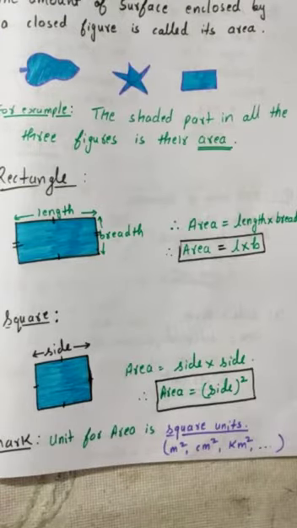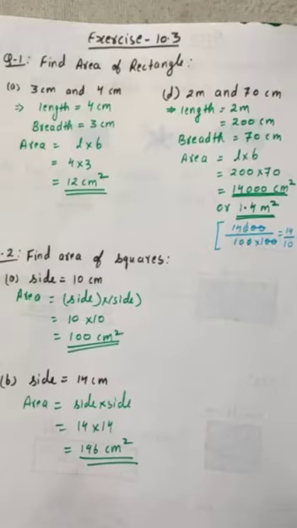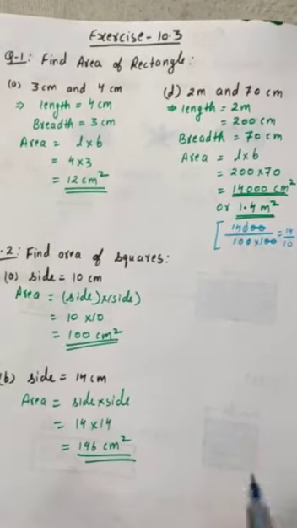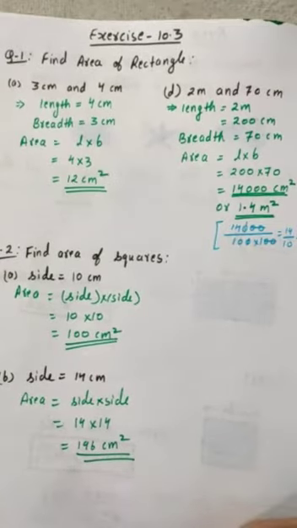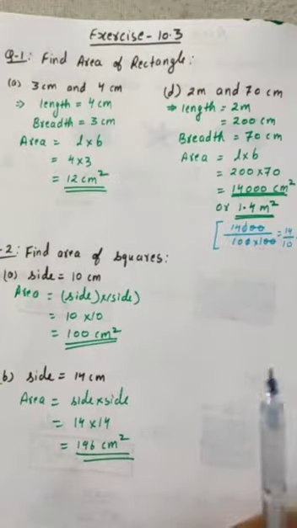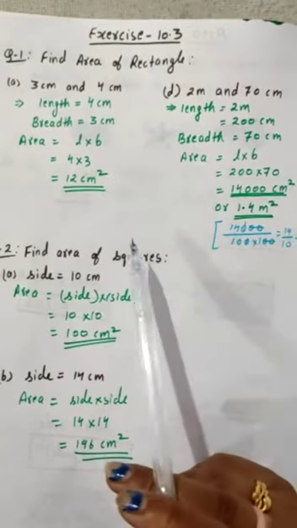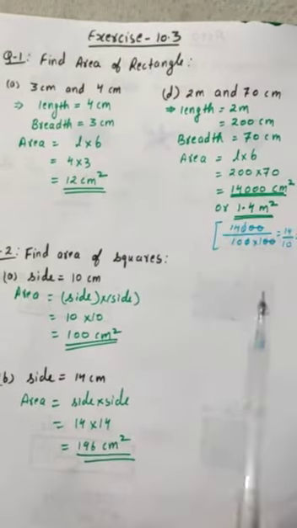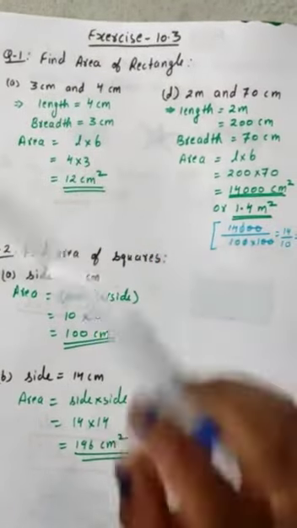Now we'll solve the sums. So let's start the first. Okay, exercise 10.2 I'm skipping now because I'm going to explain that exercise in online class, with the help of presentation, presenting the screen. But now we are going to do exercise 10.3. So the first question is find the area of a rectangle.